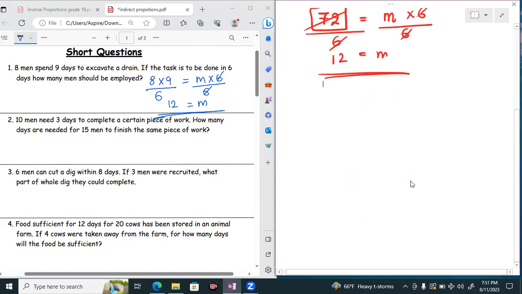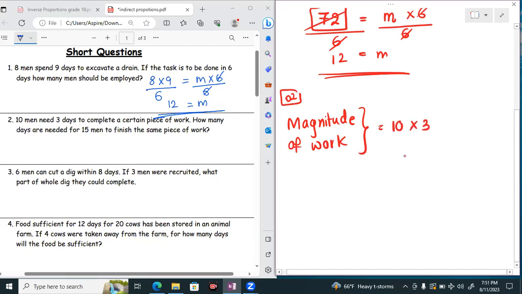Second question. 10 men need 3 days to complete a certain piece of work. How many days are needed for 15 men to finish the same piece of work? Then here, what is the magnitude of the work initially? We can calculate it by the given values. Magnitude of work equals the number of men 10, number of days 3. Then 10 times 3 is 30 man days.